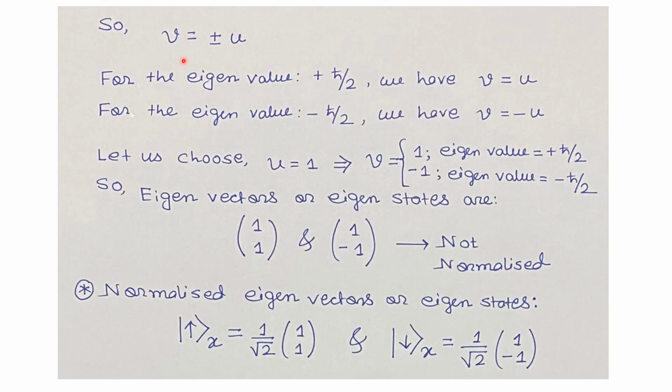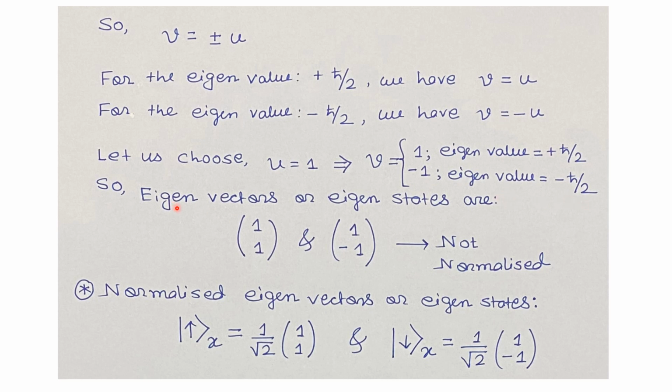So we will get V equals plus or minus U. For the eigenvalue plus ħ/2, we will have V equals U. For the eigenvalue minus ħ/2, we will have V equals minus U. Let us choose U equals 1. Then V equals 1 for the eigenvalue plus ħ/2, and V equals minus 1 for the eigenvalue minus ħ/2, from this equation.